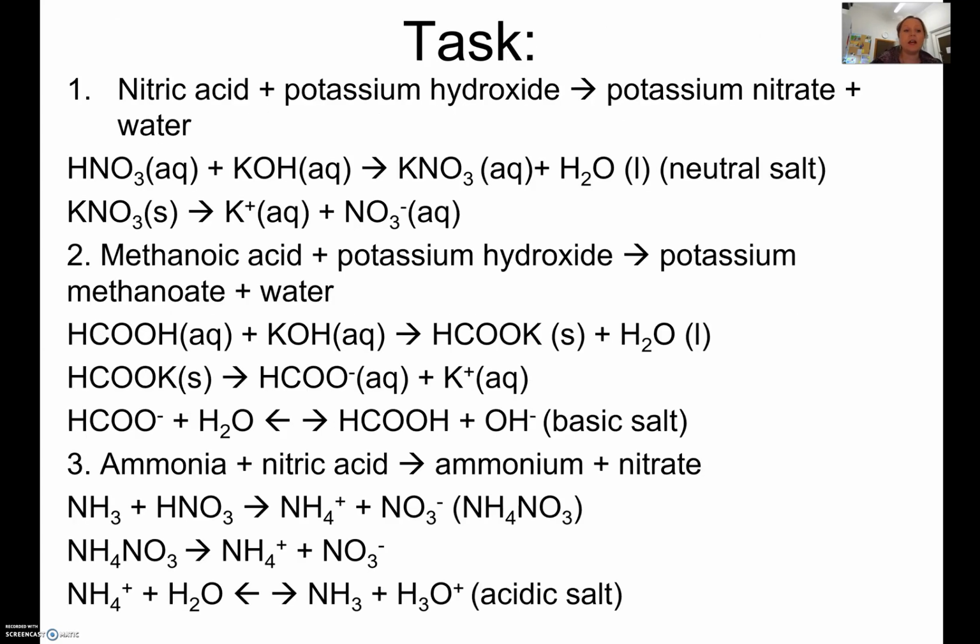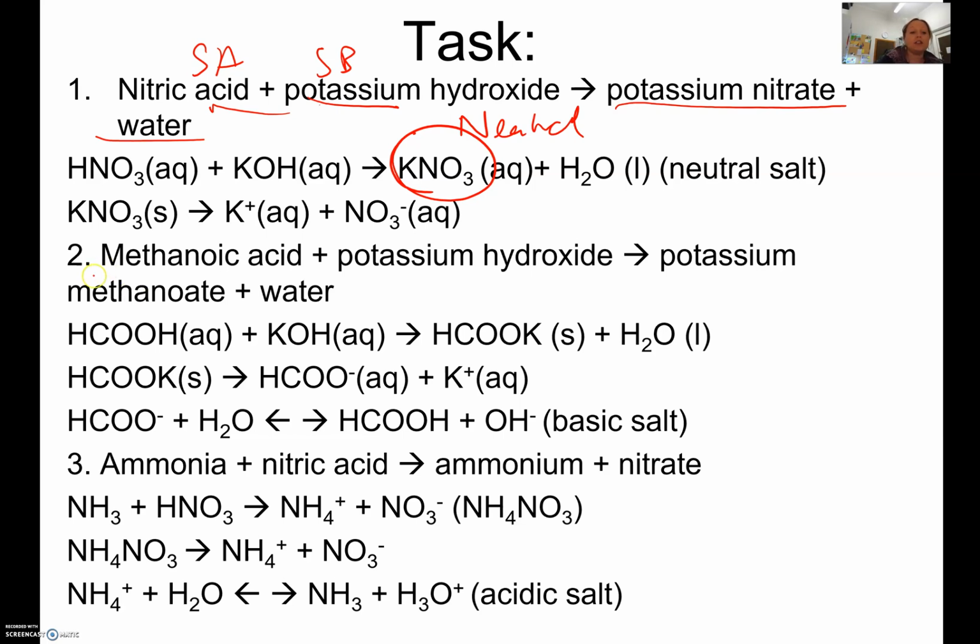Okay, so the first task is nitric acid plus potassium hydroxide. We keep potassium and you get nitrate from there, so you get potassium nitrate plus water. I've done a symbol equation here. The first thing you've got to identify is the type of acid and the type of base. This is a strong acid and a strong base, and because of that, the salt that is produced is neutral. That means it's not going to react further with water, so therefore the pH will be 7.